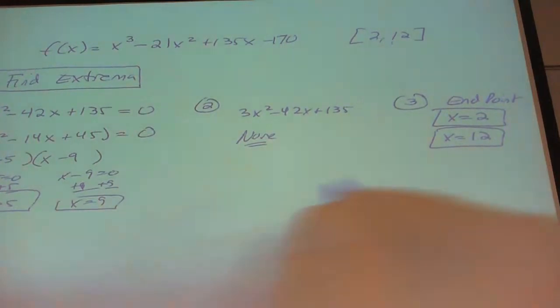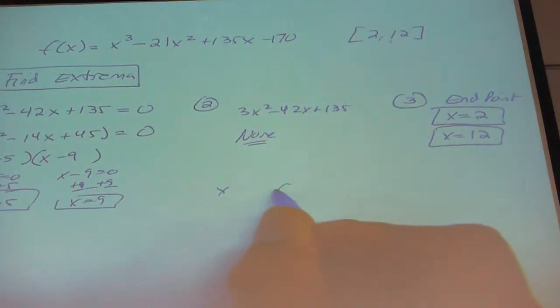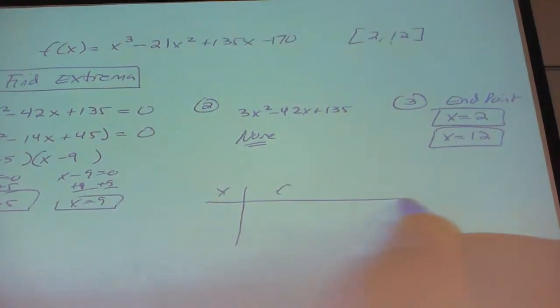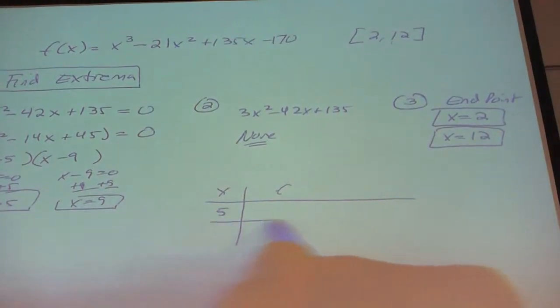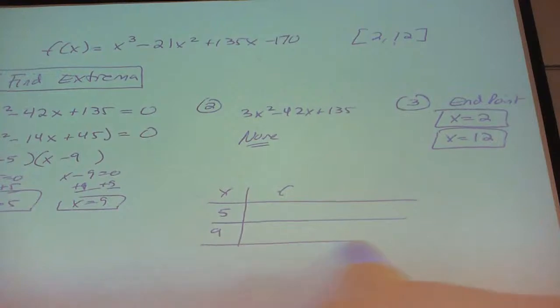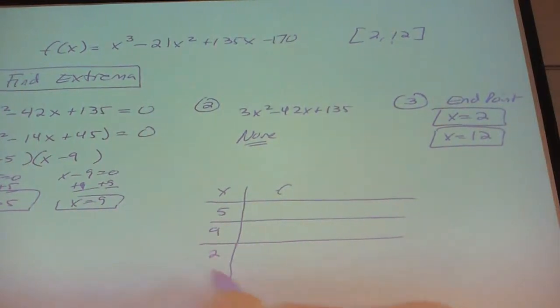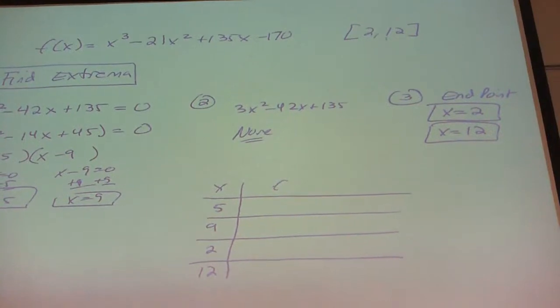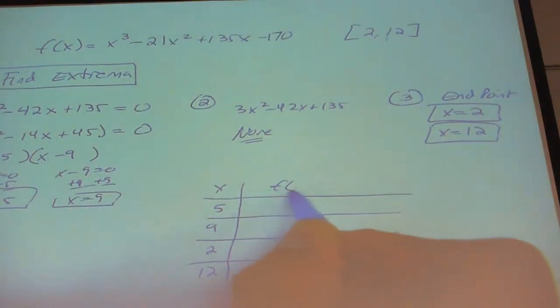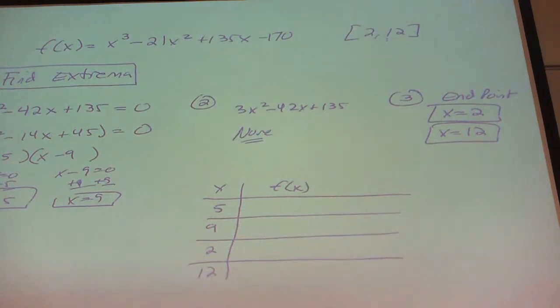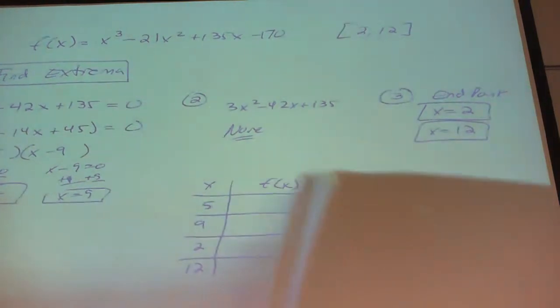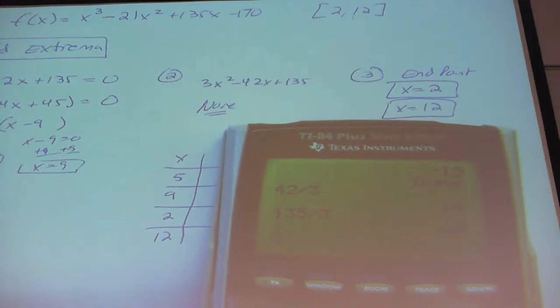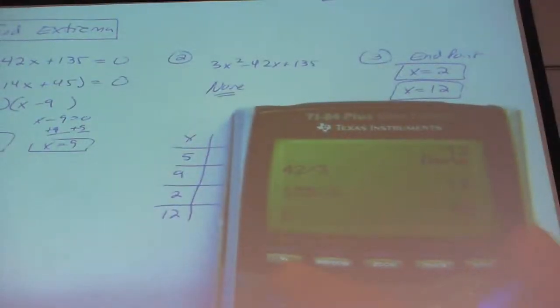Now, if I want to know where these points are, we've been making a table. The points I'm concerned with are 5, 9, 2, and 12. And where do I plug them in? First derivative, second derivative, or original? Original. So let's plug those points into the original. Why the original? It's because all of this is about the original. It's finding the extrema of the original.